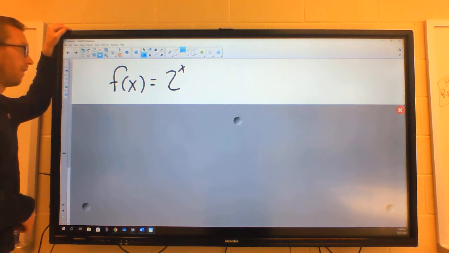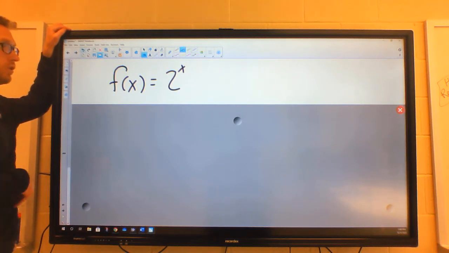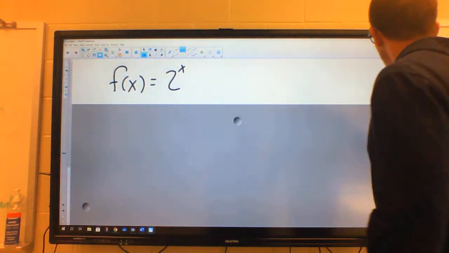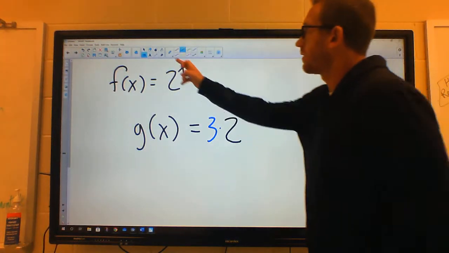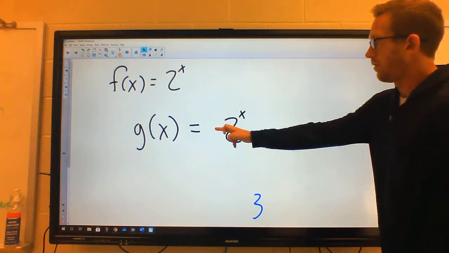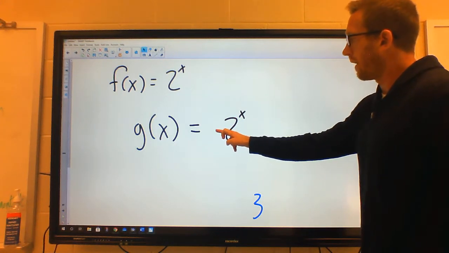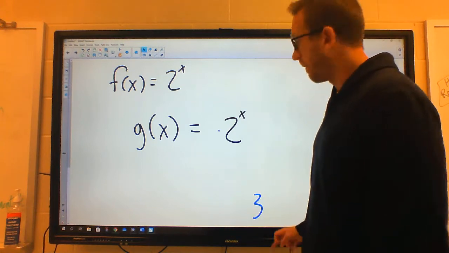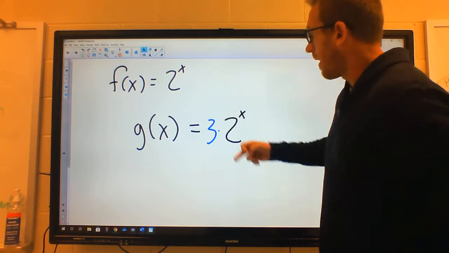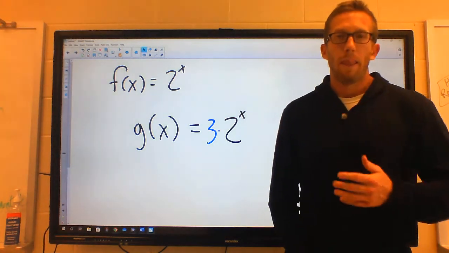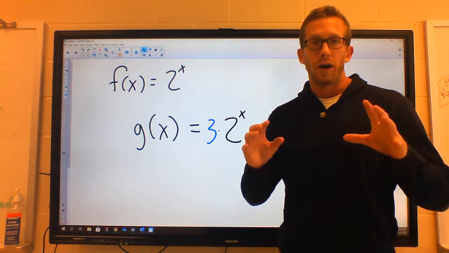So if we have the parent function, f of x equals 2 to the x, okay? And then we have another function, g of x equals, we'll start with 2 to the x. If we manipulate this function and transform it different ways, those are our transformations. So when I multiply by 3, okay, this type of transformation is called a stretch of 3.